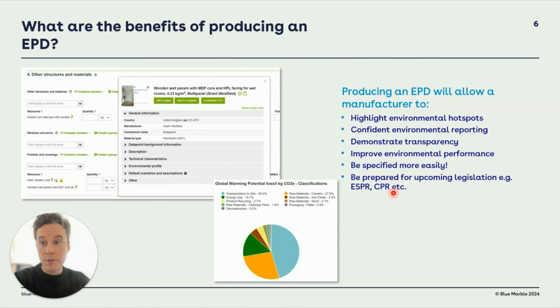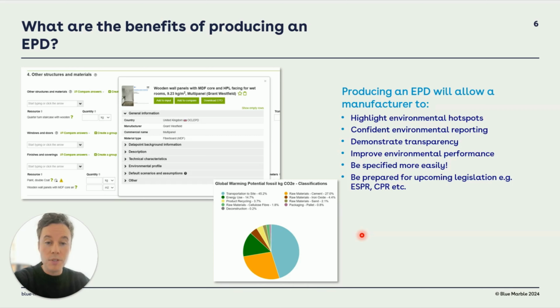And then what are the benefits of producing an EPD? Conducting the LCA will allow you to highlight the environmental hotspots in your product. In this little pie chart at the bottom, you can see that this is global warming potential, so effectively your carbon footprint. The largest section of the pie chart is for transportation to site, at 45.2%. So that's clearly indicating where the majority of the impacts lie for this particular product, and that will allow you to do something about that and to look to make improvements to the environmental performance of your product.